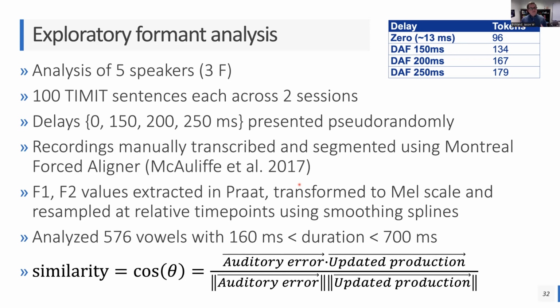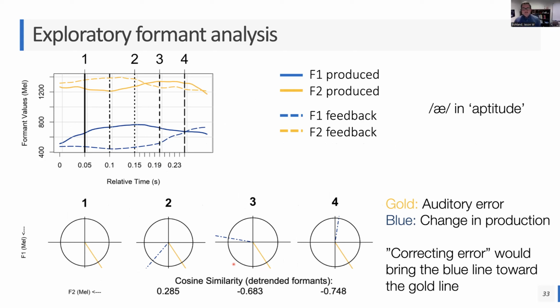We required relatively long vowels to do this analysis because we wanted there to be time to see if the subjects steered their vowel from the beginning to the end of that production in a way that could be predicted by an auditory feedback controller. I'm not going to go into the details, but we use this measure called cosine similarity, which is just an indication of, if the auditory error is in one direction in F1, F2 space, do they go in the same direction or the opposite direction? And this will give us that kind of a measure. So just a little hint of what this looks like.